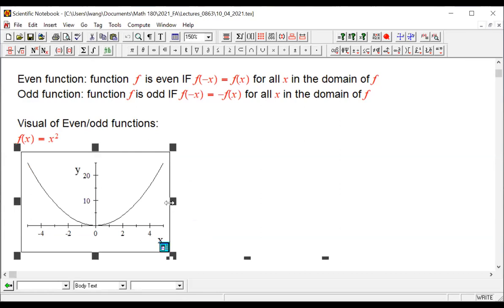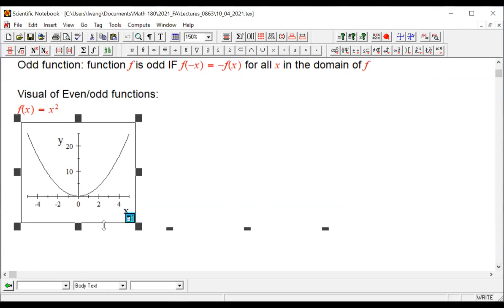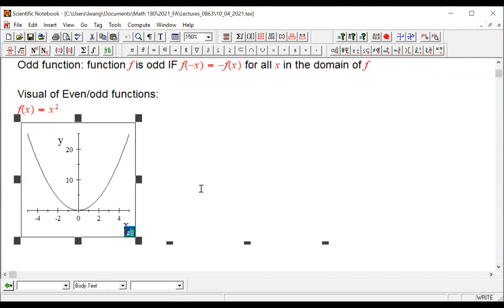We analyze the domain and range. The domain is all real numbers, right? Now, what does it mean? We know that this function satisfies what? It's an even function, which implies that f of negative x is the same as f of x. What does that mean? Okay, I'm going to show you.